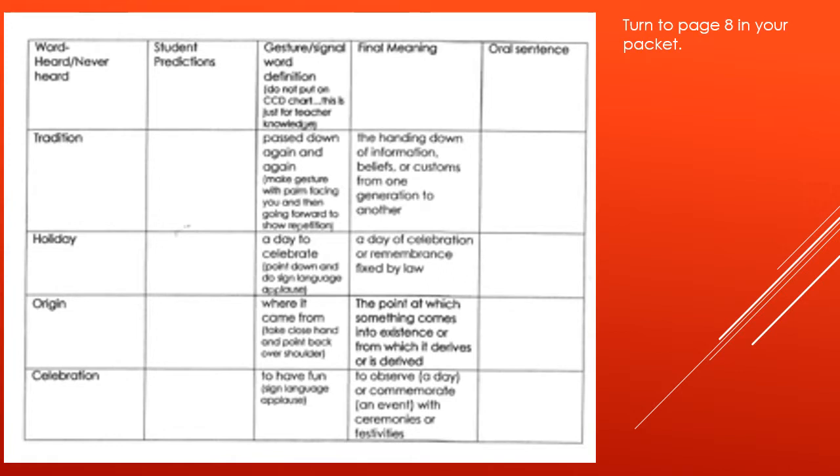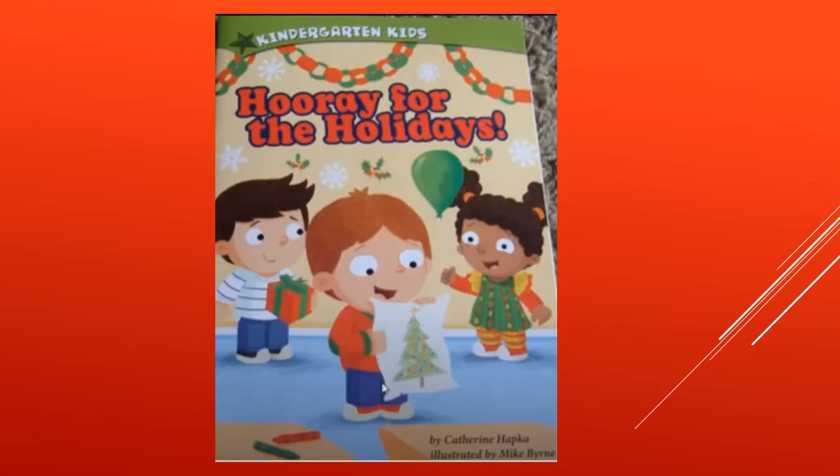We're going to look at our vocabulary words on this page. The first word is tradition, then holiday, origin, and celebration. To help you and I with our vocabulary terms, I'm going to read you a story called Hooray for the Holidays. As you're listening to the story, listen for our vocabulary words so you can try and understand what they mean.